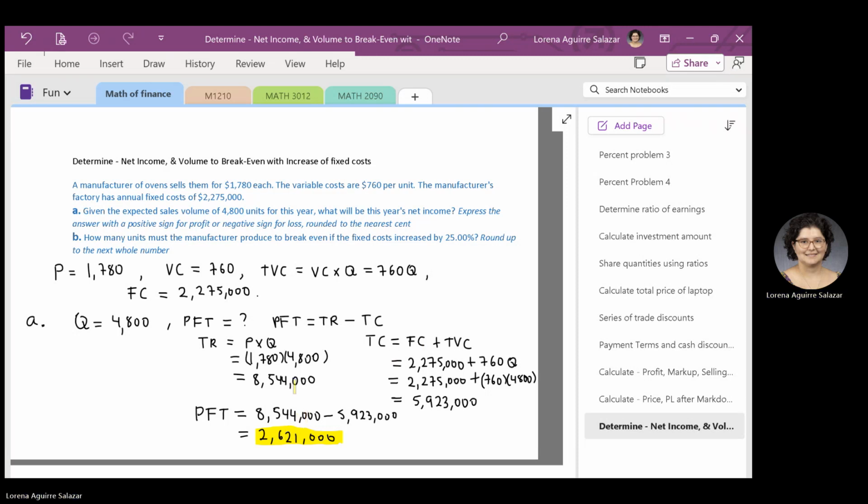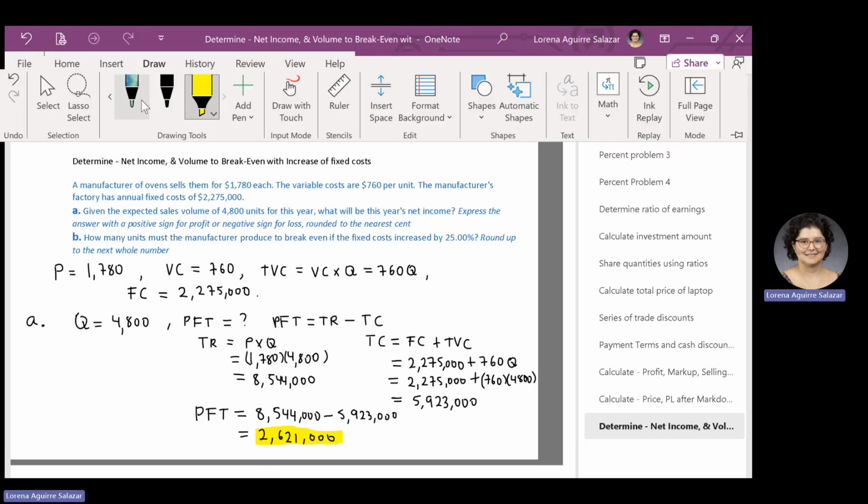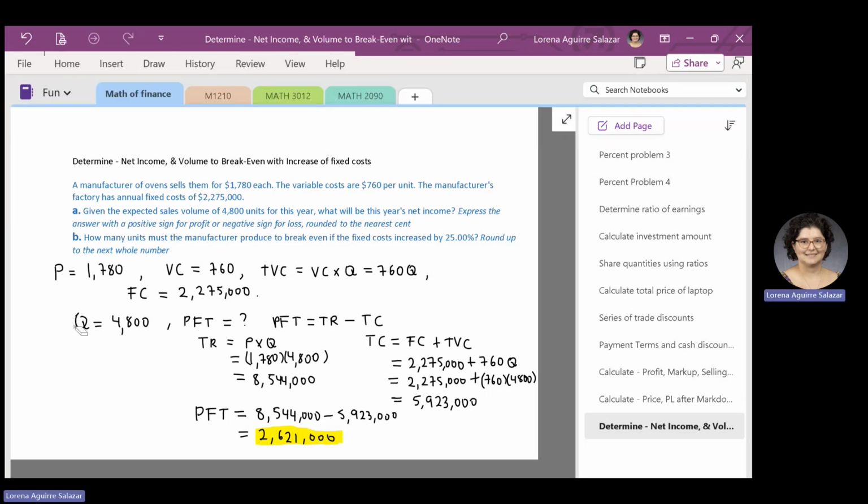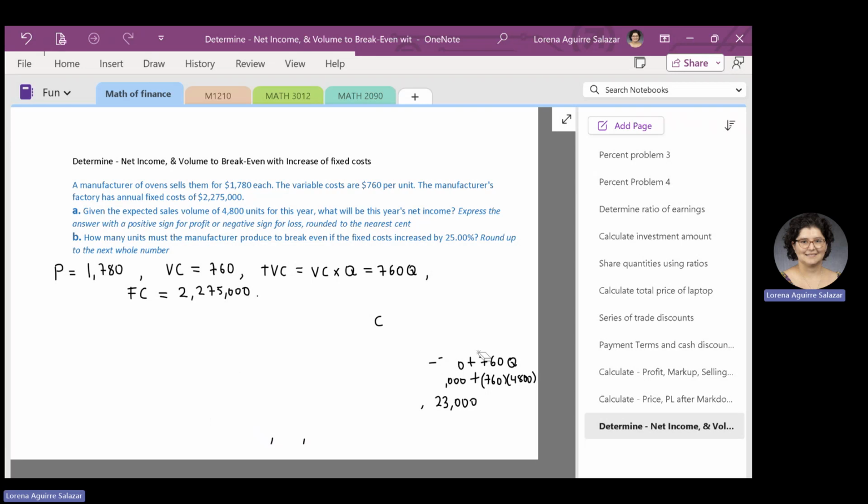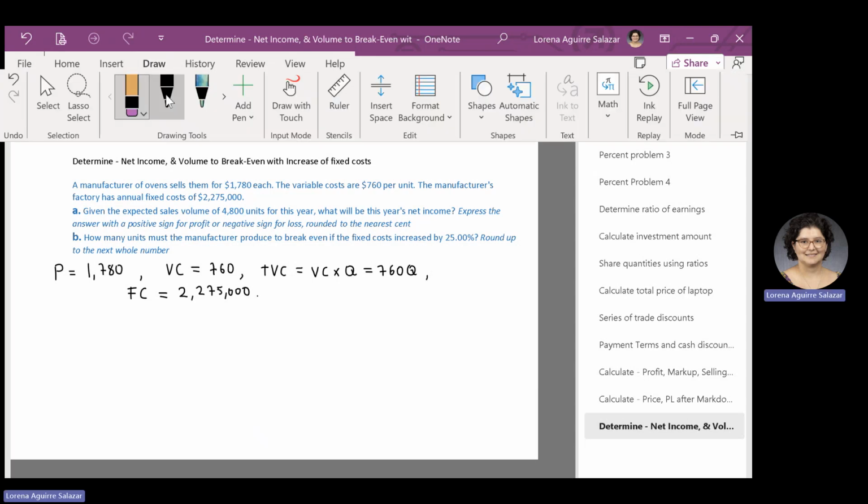Okay. Now let's work on part B of this problem. Let me erase what I have here to move on to part B. In part B, we want to find the number of units that the manufacturer must produce in order to break even.